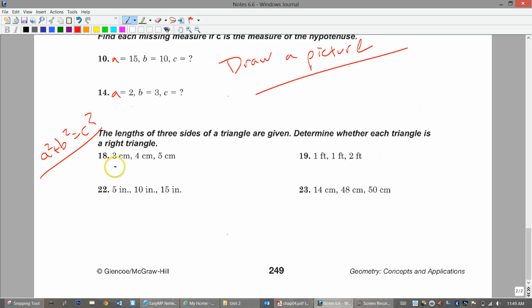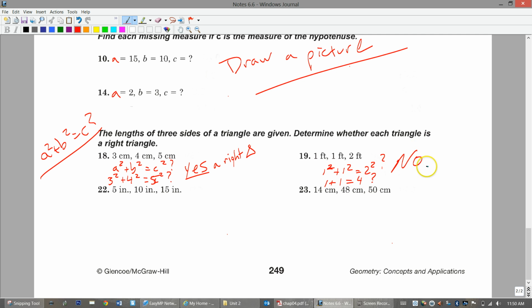Anyways, okay, so let's do it. The question is, does this hold true? Is 3 squared plus 4 squared equal to 5 squared? Yes, we already did that up above, right? So yes, it's a right triangle. Okay, number 19. Does it hold true? Is 1 squared plus 1 squared equal to 2 squared? Is that accurate? It's 1 plus 1. Is that equal to 4? No, not a right triangle.